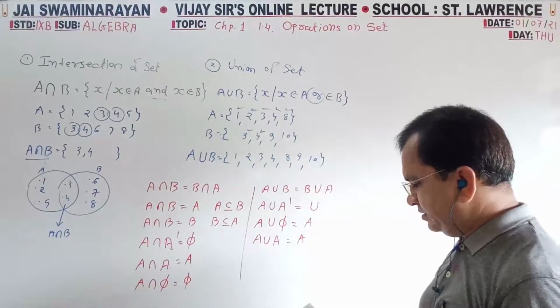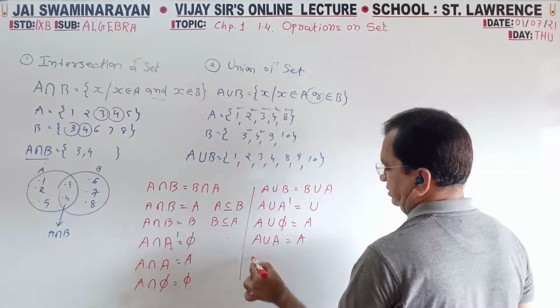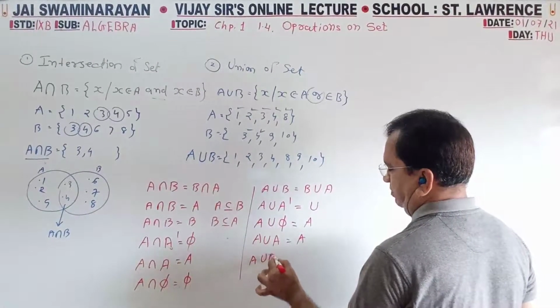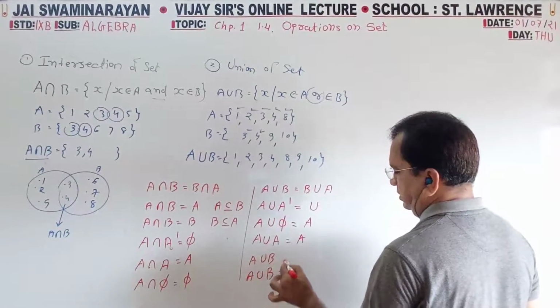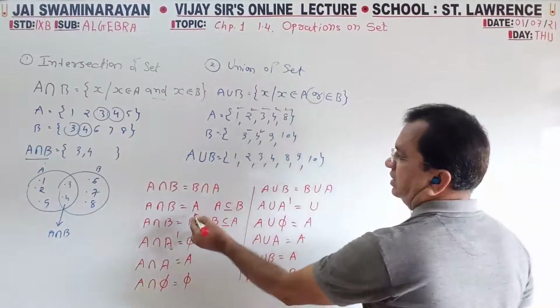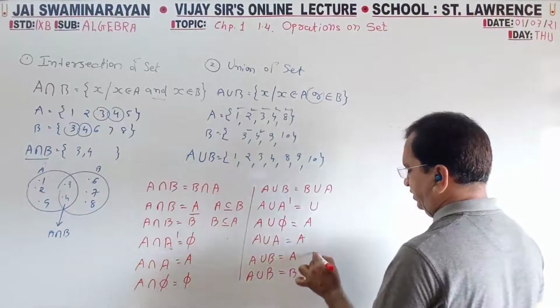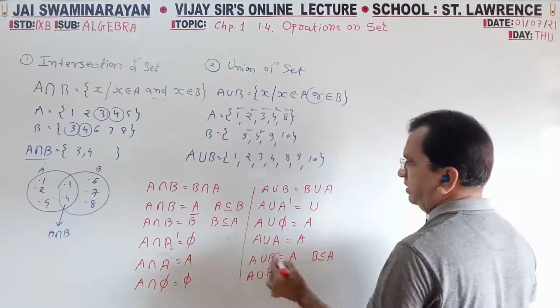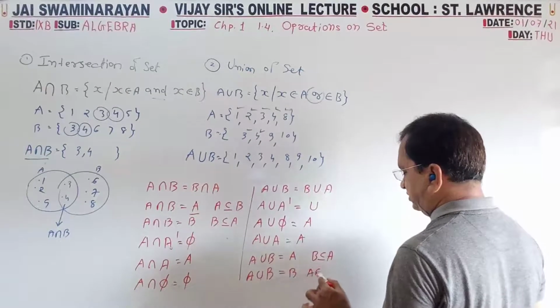And like this it is reverse. A union B is equal to A, or it is B. Here in intersection, it is if A is included in B. Here it is reverse, B is including A. If A union B is B, then A is included in B.